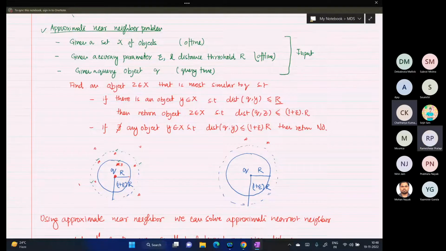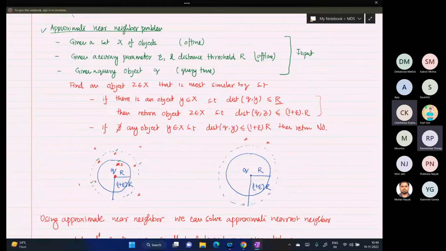In the first case, the condition is that the distance between q and y is less than or equal to r, and we know what to do. The second case is beyond 1 plus epsilon times r, and we know what to do. In between those, we cannot say anything. This is the way we formulate the problem so that we can solve it efficiently. That is the region where the algorithm can make errors and we don't have any control over it. Otherwise, if we could solve all three conditions, then essentially this would be solving the exact nearest neighbor problem.